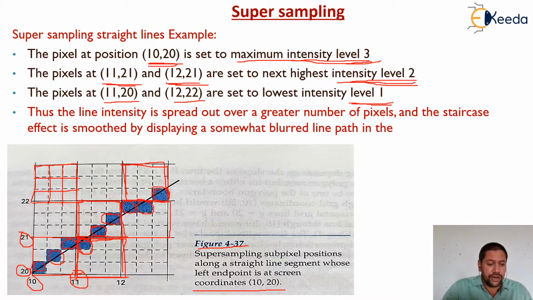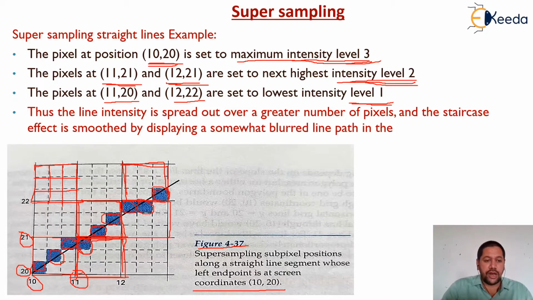So obviously the intensity level of this pixel will be high, this will be less than this, this is also less than this, this will be equal, and so on. So this is what we are going to do. Now what is the advantage of this particular method?